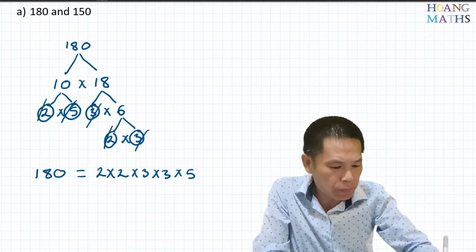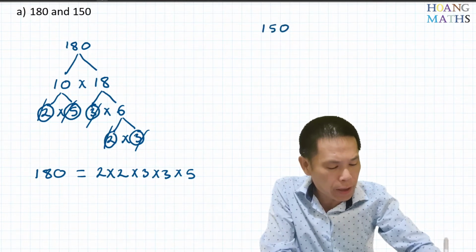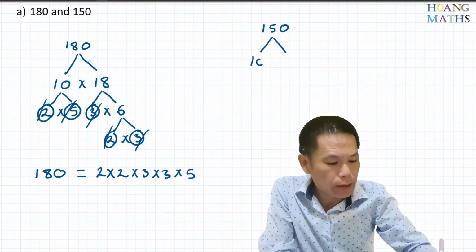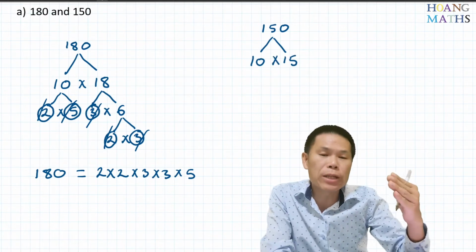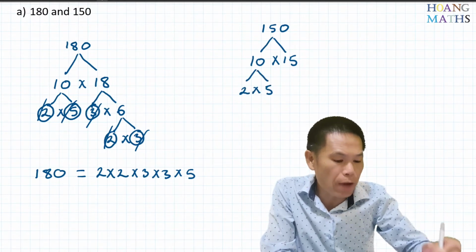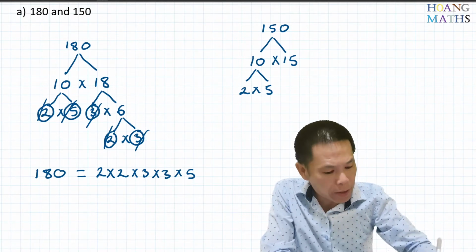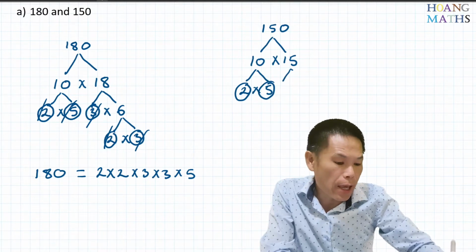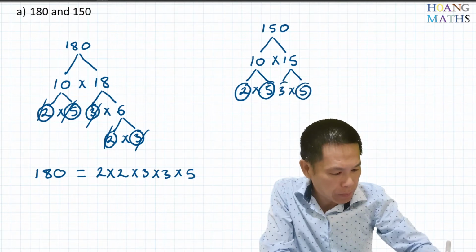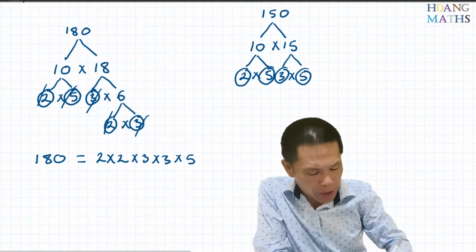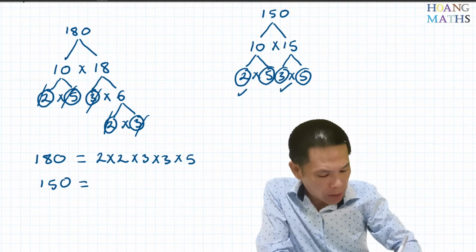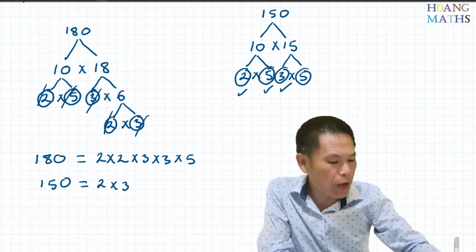Now 150. 150 is equal to 15 times 10 or 10 times 15, okay? Or it can be 2 times 75, whichever way you like. And then 10 is 2 times 5. 2 and 5 are prime numbers, right? So just circle them, I'm done with this. And 15 is 3 times 5. There you go. So 150 is equal to 2 times 3 times 5 times 5, with the 2 times 5 from the 10 included.